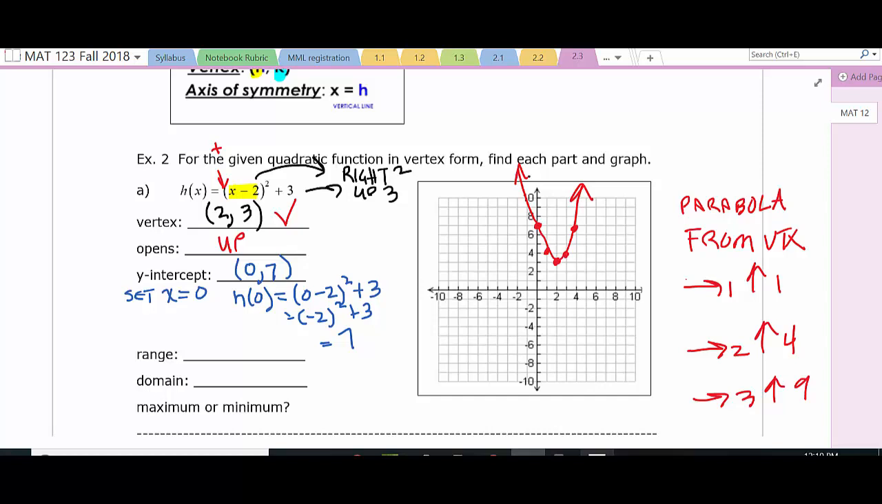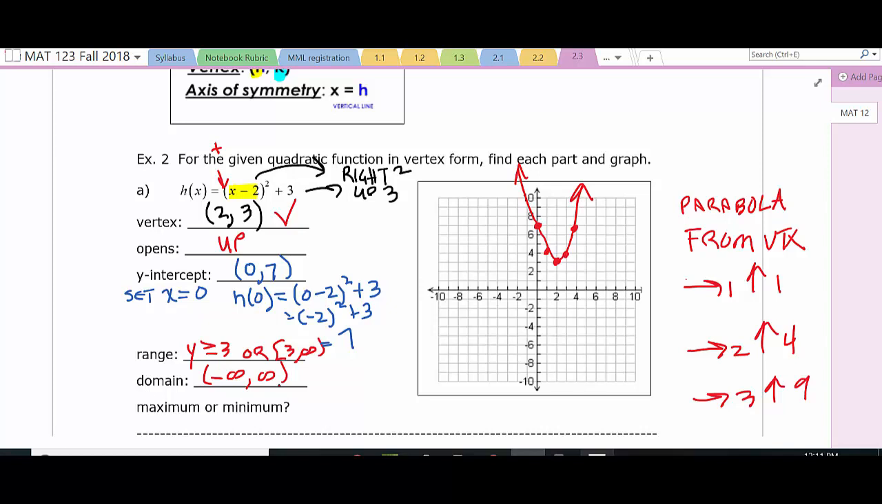So if your range is 3 and above, you can just write it either as Y is greater than or equal to 3, or you can do an interval 3 infinity like that. Okay, that's how you do that. The domain is always all real numbers on any quadratic function. The reason is because the graph goes on forever, okay? It just keeps going on forever that way, all right? X can be any number if you're talking about a quadratic function, okay?